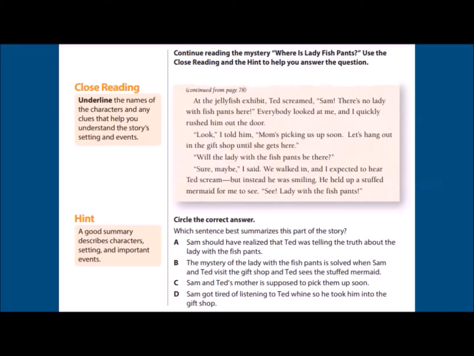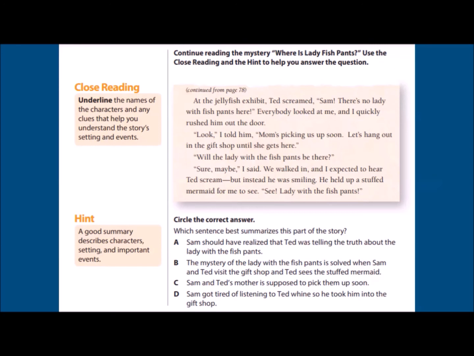Let's continue on and let's think about what a good summary of this story would be. So I'm going to continue reading, and as I'm reading, I want you to identify the names of the characters and any clues that are going to help you understand the story's setting and events.